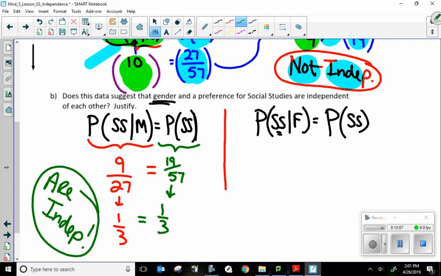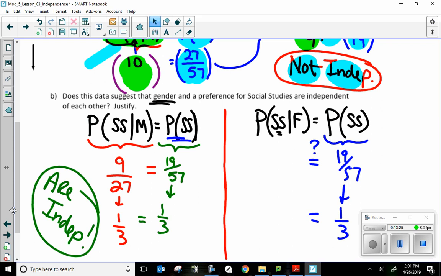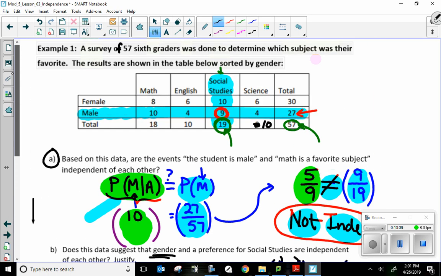All right, let's try the next one. I'll be honest with you, we already have half the work done. I just figured out the probability of social studies, didn't I? It was 19 over 57, which ended up being 1/3. Are they equal? Let's figure out our fraction of all those that like social studies given just females. So let's go back up here.